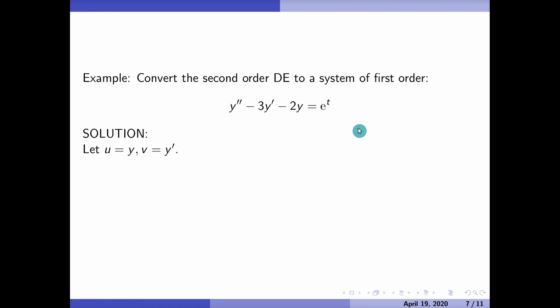Okay, let's go ahead and go through the solution now. If I let u be equal to y and v be equal to y prime, then u prime is equal to v, and v prime is equal to, did you get 2u plus 3v plus cosine of t? I'm sure you did. Good.